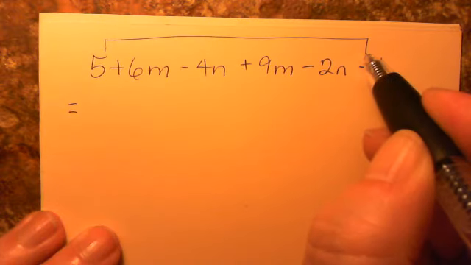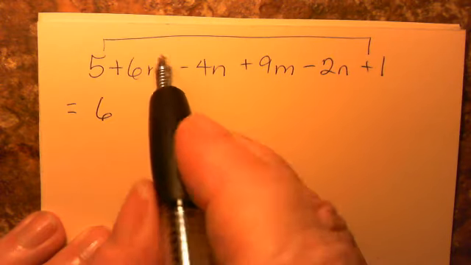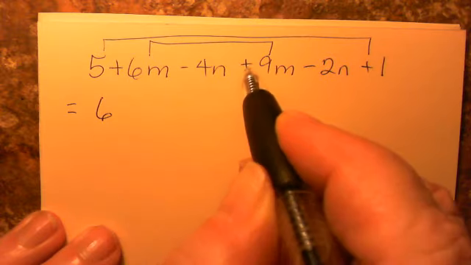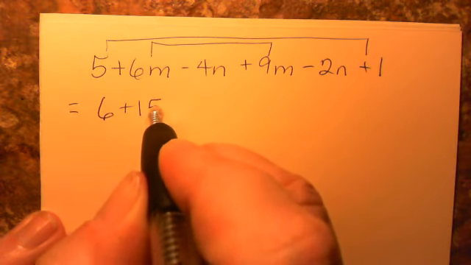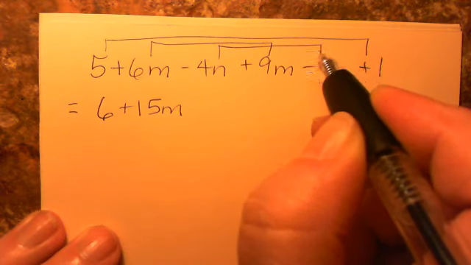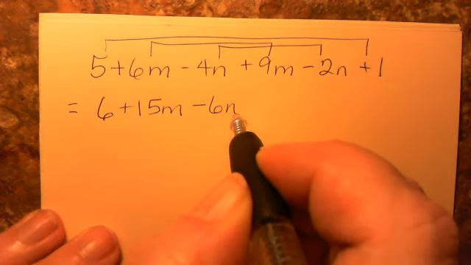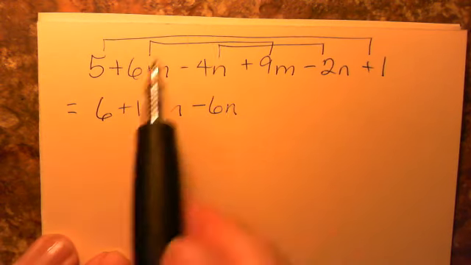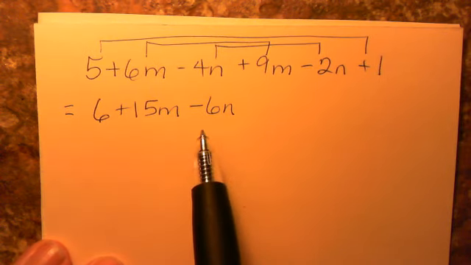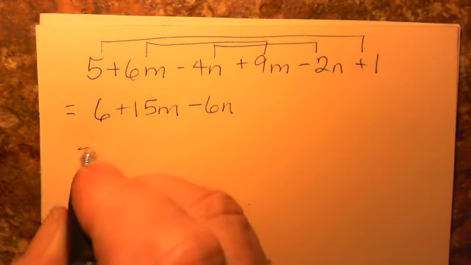We notice that 5 is like 1, so 5 plus 1 gives us 6. We notice that 6m is like 9m, so plus 6m plus 9m gives us plus 15m. And then minus 4n is like minus 2n. Minus 4n minus 2n gives us minus 6n. And that's where we stop the addition and subtraction because we have no more like terms. We can only add and subtract like terms. Let's look at another one.